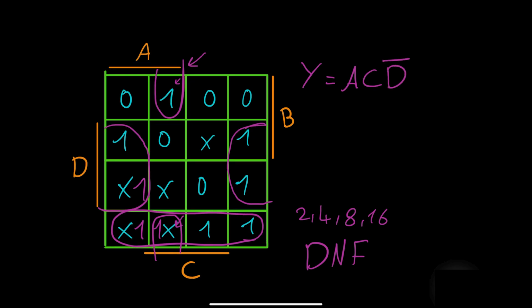The next term we can get from these ones right here. A is changing, B is changing, C naught is not changing, so C naught, D is not changing. Lastly, we have the last row. C is changing, A is changing, B naught, D naught are not changing.